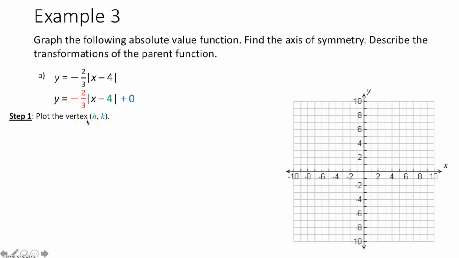First, plot our vertex. What's our vertex? H comma k. That would be 4 comma 0. We go over to our graph. We go over 4, up or down 0, put a point.